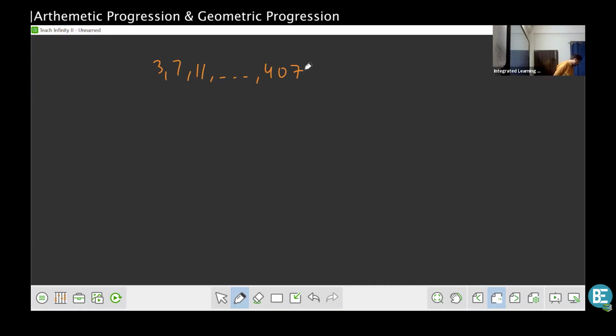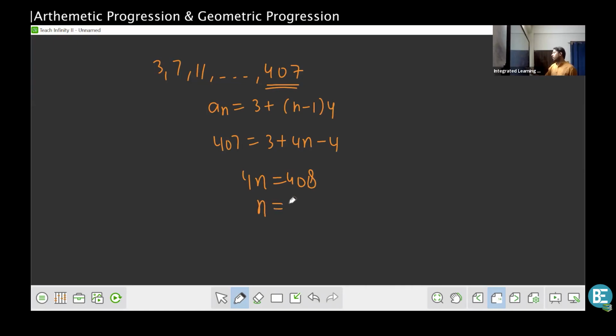Correct. So you just need to put the values. Let us suppose there are n terms in this AP. So an is a plus n minus 1 into d, d is 4. An is 407, is 3 plus 4n minus 4. So 4n is 408 and n will be 102.